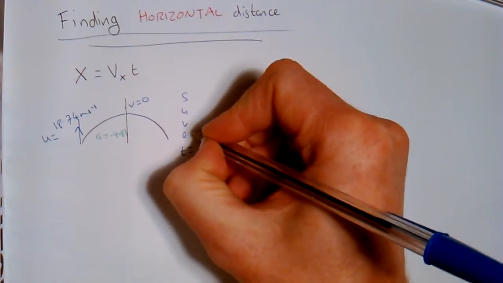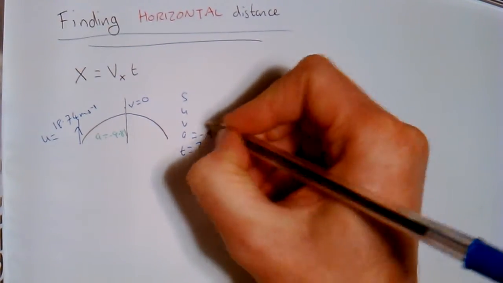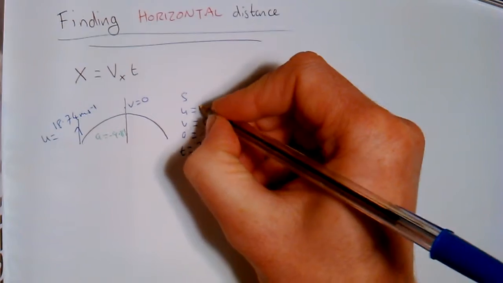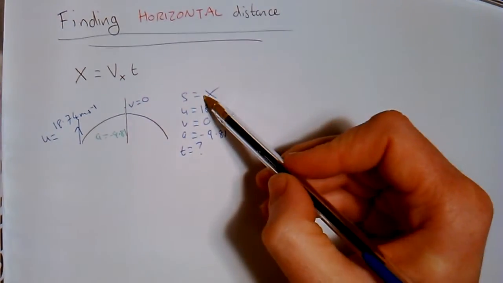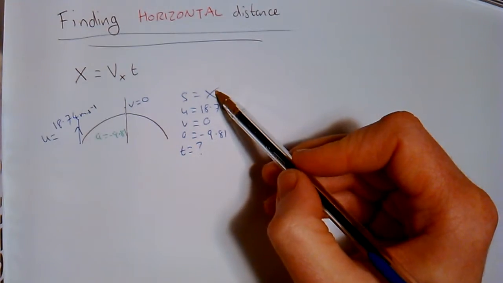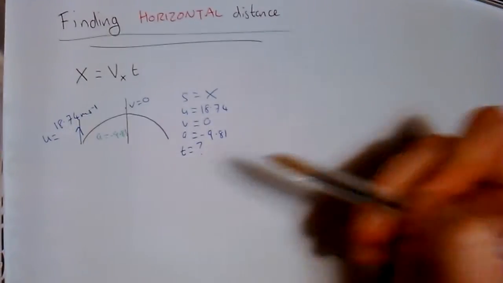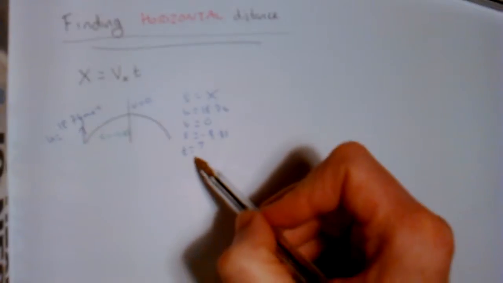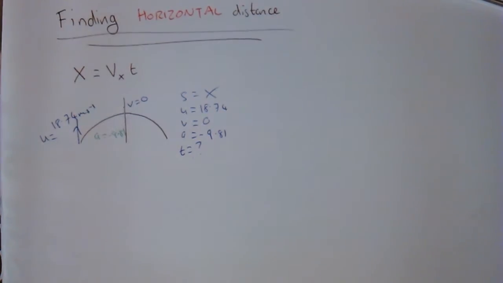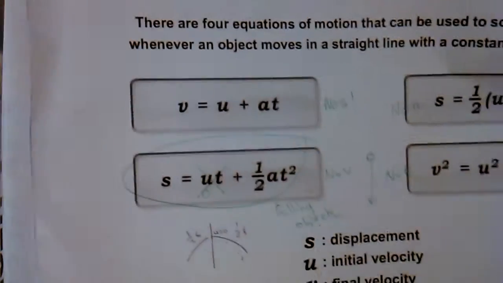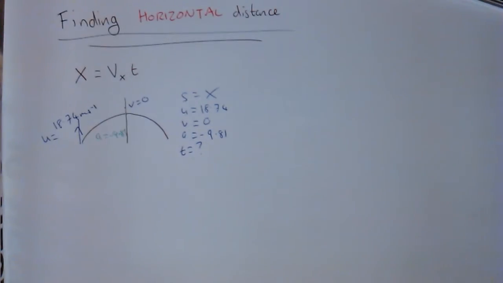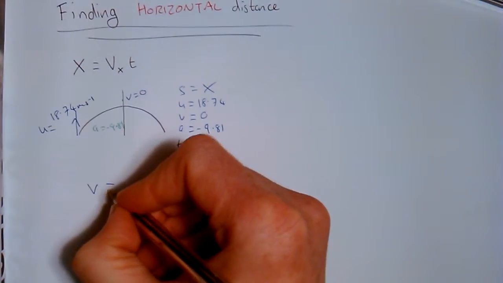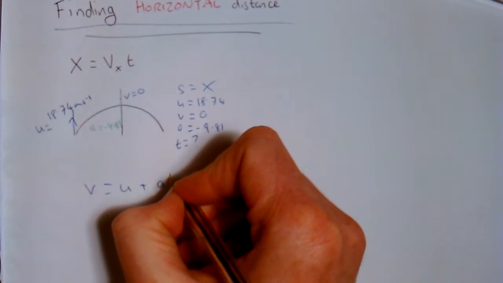SUVAT. t is what we're trying to find. a is minus 9.81. v is 0. u is 18.74, and forget about s. We've just worked it out, but in case we worked it out wrong, we'll not use that one. But we know these are more likely to be true. So what SUVAT equation do we use? Again, we look back at our SUVAT sheet and find one without an s. It's the first one, the simple one, which makes it nice and easy. v equals u plus at.